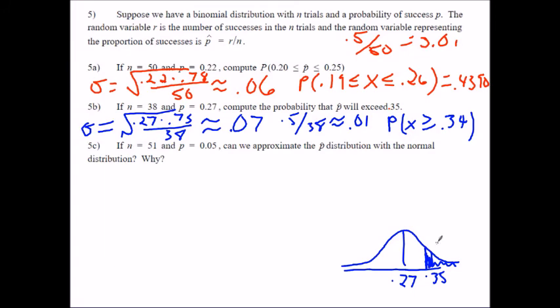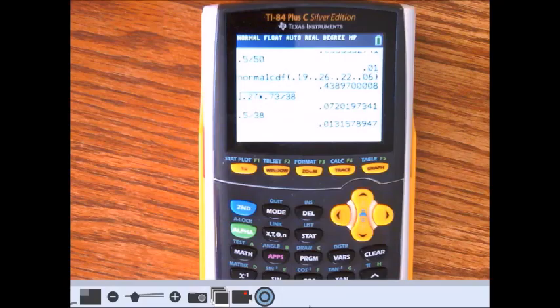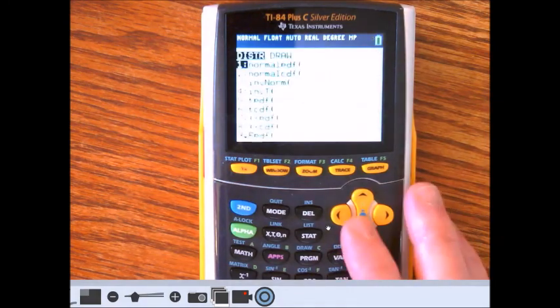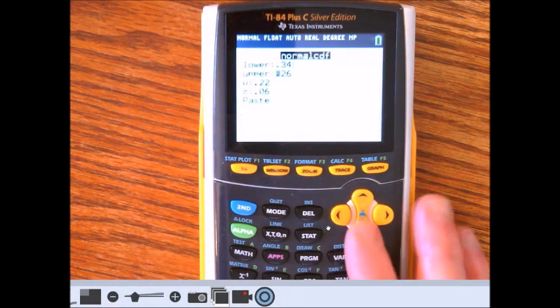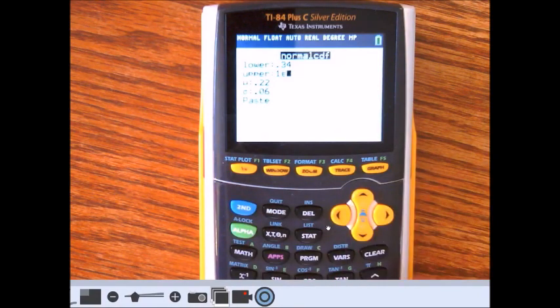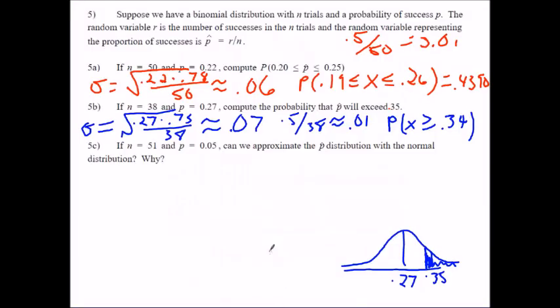So calculator, second VARS, normalcdf, lower would be 0.34, upper 1E99. The mu was 0.27. Our standard deviation is 0.07, and so we get 0.158.